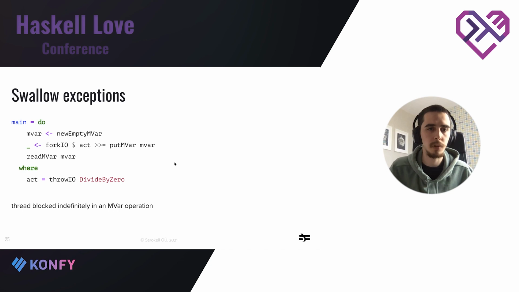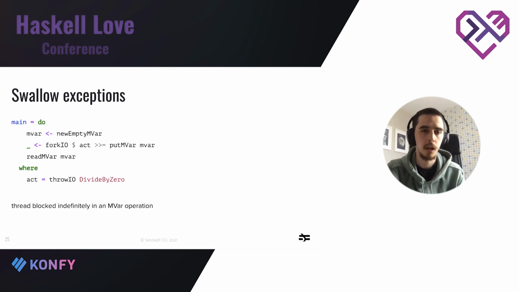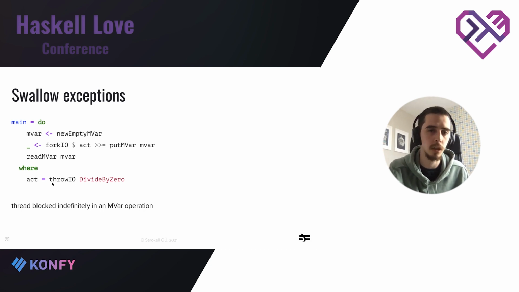So here is an example of swallowing an exception. In this artificial example, we create an MVar, which will be used for communication between two threads. Then we run a child thread, which does some useful work, and it puts the result of this work into the MVar. In our case, we just throw an exception. In real code, it can be some large code that does a lot of things, but it may eventually throw an exception. And the parent thread waits for reading data from this MVar, and then it can do something else with the contents of this MVar.